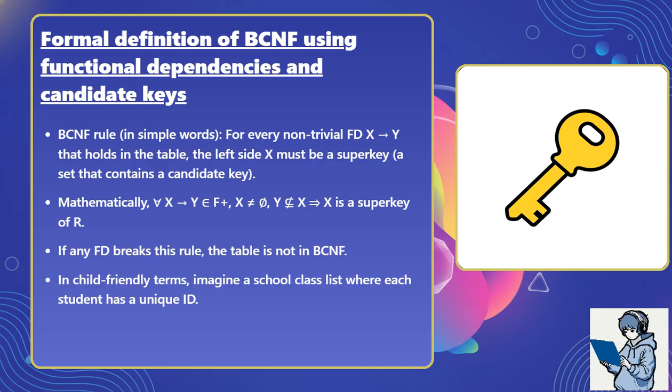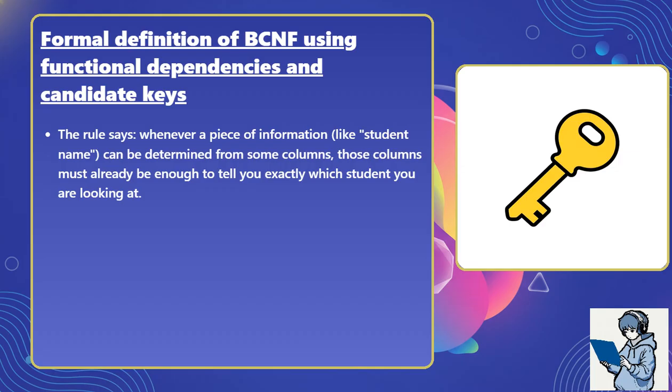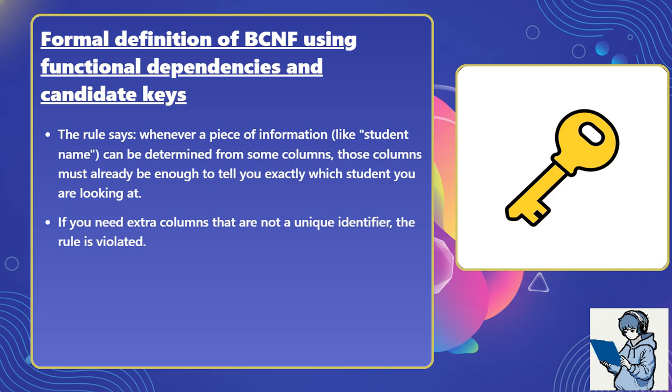In child-friendly terms, imagine a school class list where each student has a unique ID. The rule says, whenever a piece of information, like student name, can be determined from some columns, those columns must already be enough to tell you exactly which student you are looking at. If you need extra columns that are not a unique identifier, the rule is violated.